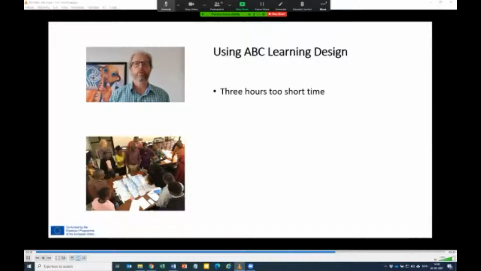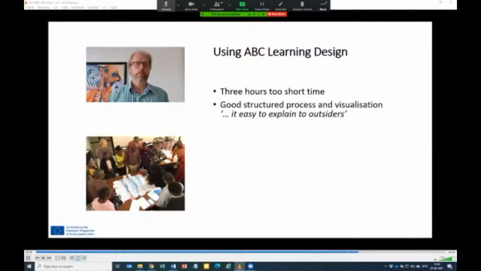Regarding the ABC learning design process, our findings are: review of a full curriculum in 3 hours was too short a time to go into the depth people wanted. It is partly due to the poor ILOs and many small courses, but it is also a common experience with the ABC learning design method. The structured process and also the visualization was noted by the participants as making it easy to explain to outsiders.